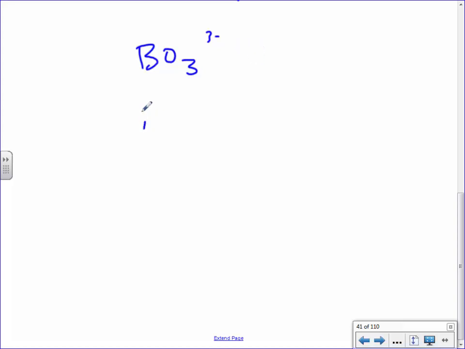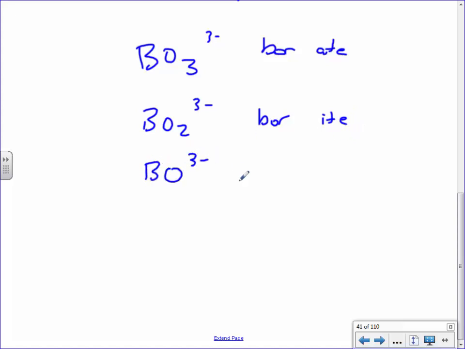What if I were to give you a BO2 3 negative? That's not on your table. But if this is borate, then this would become borite. Borate turns to borite if there's one less. If it was a BO 3 negative, it's now a hypoborite.